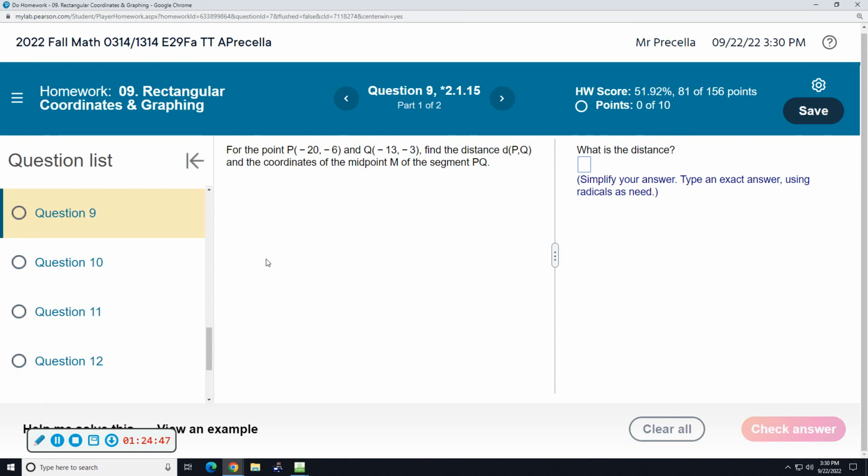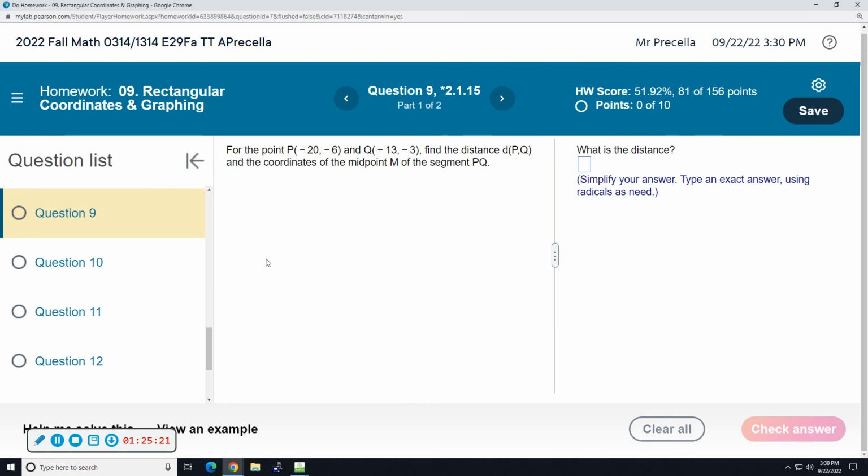For the coordinates P, negative 20, negative 6, so we have the point P. They're labeling the points with letters. That's a common practice. I generally don't do that, but this textbook author is. And then we have another point that she's naming Q, negative 13, comma, negative 3. So point P is at the ordered pair negative 20, negative 6.